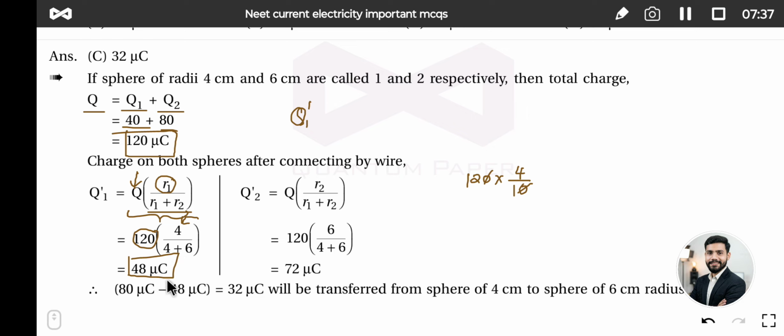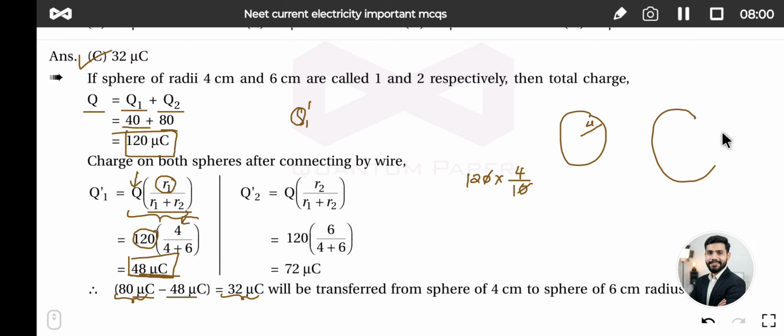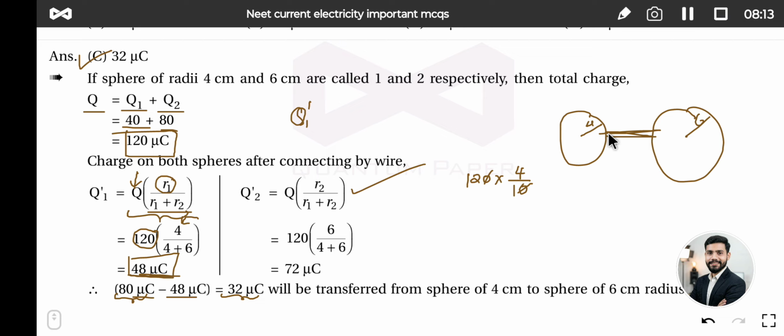So in the starting, originally the first sphere has 80 microcoulomb charge. Now it has 48 microcoulomb. So how much did it transfer to the second sphere? So 80 minus 48, which is nothing but 32 microcoulomb. So a total of 32 microcoulomb charge is transferred from the first sphere of radius 4 cm to the second sphere of radius 6 cm after connecting by the wire. Okay, so by using this formula we can easily find out the charge after connecting. Look at the next one.